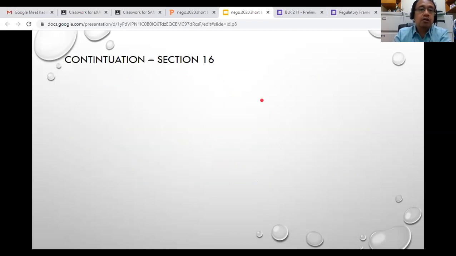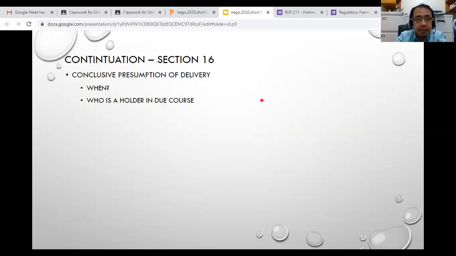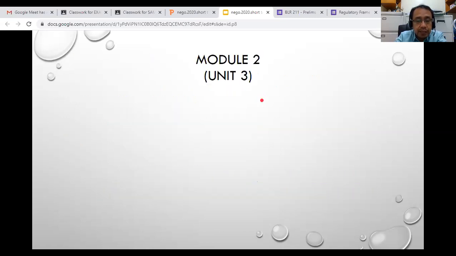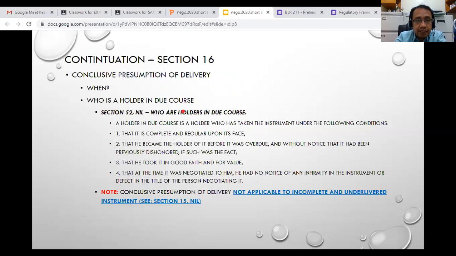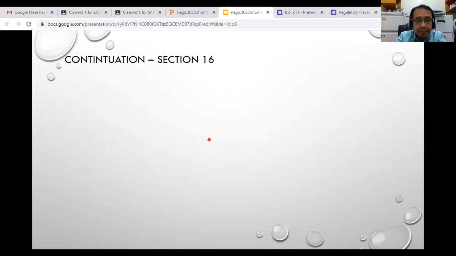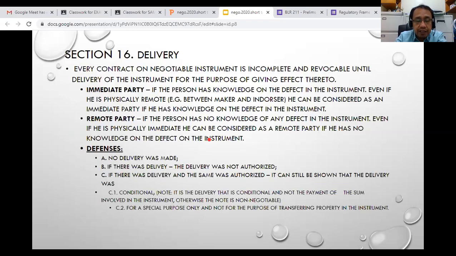Okay? So, continuation for our Section 16, conclusive presumption of delivery. Ito yung sinasabi ko kanina. If you are a holder in due course, okay? But if you are a holder not in due course, then presumption of delivery is only disputable. And ano yung mga reasons mo na pwede mong gamitin para sabihin na delivery is disputable?